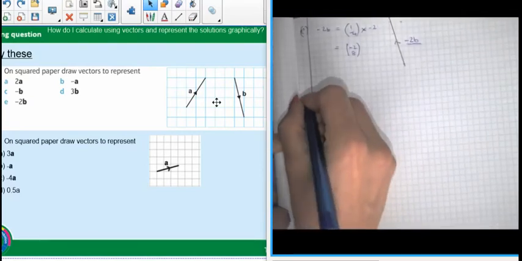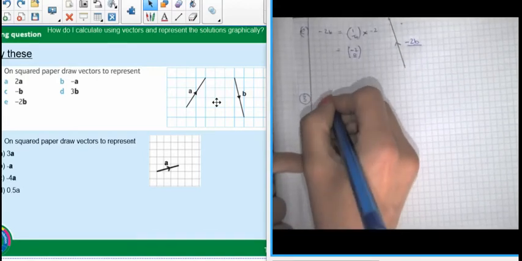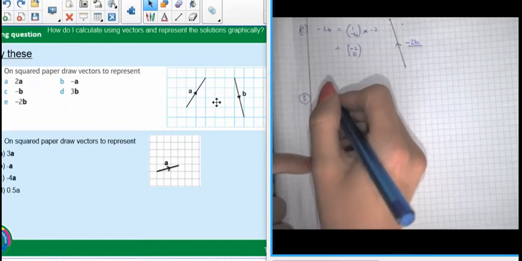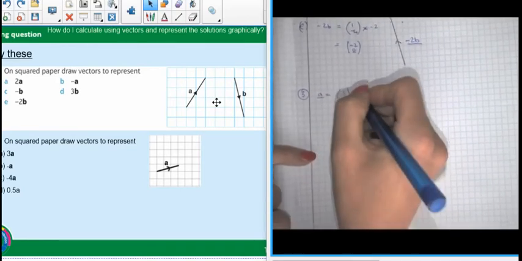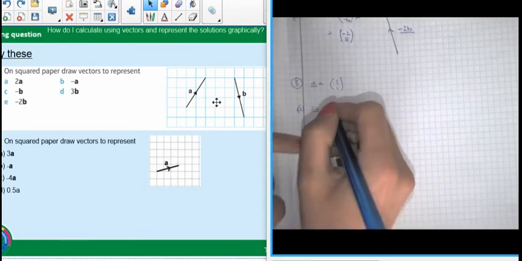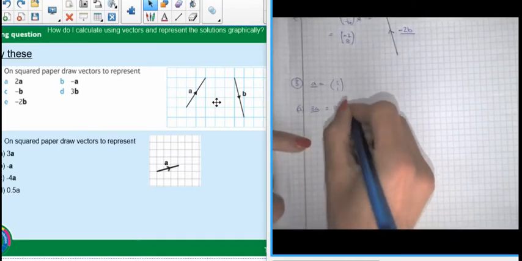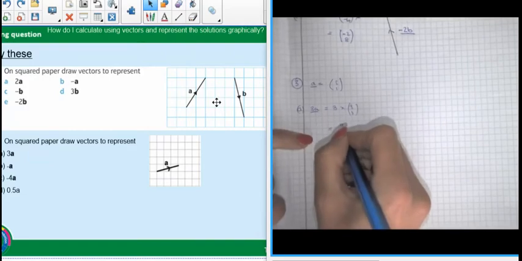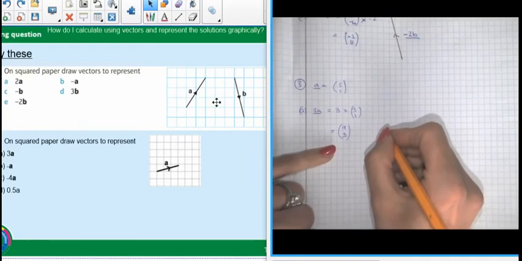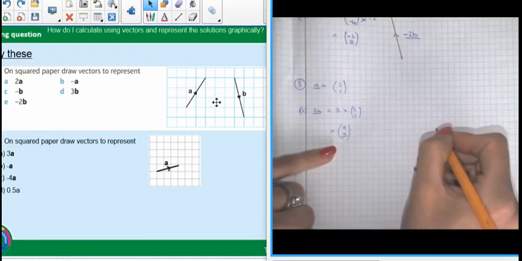Question 3 then. So my vector a is equal to 3 across and 1 up. So 3a will be equal to 3 times (3, 1), which is (9, 3). So we'll start here. 1, 2, 3, 4, 5, 6, 7, 8, 9, 1, 2, 3.